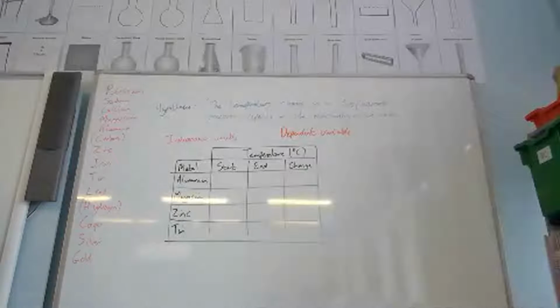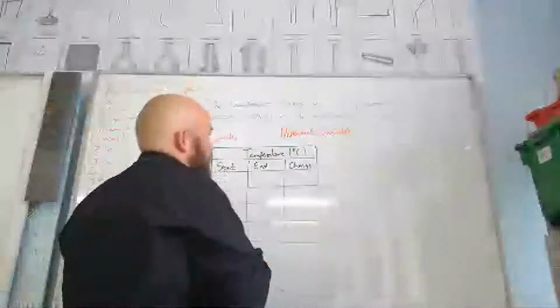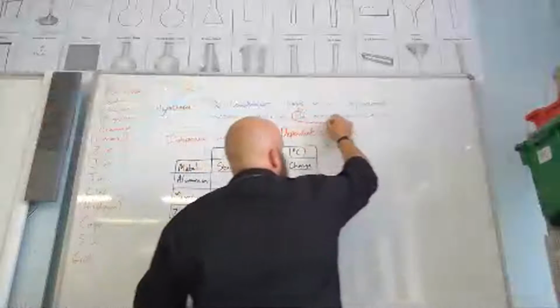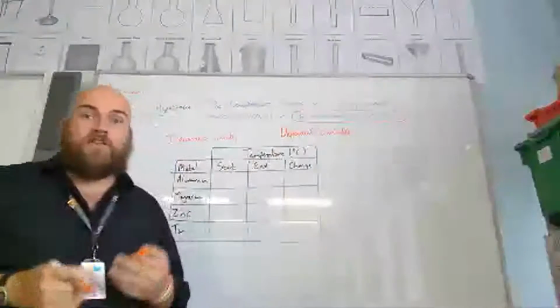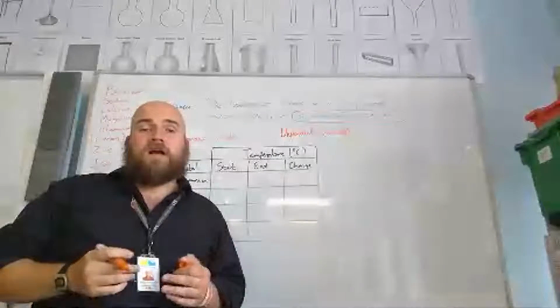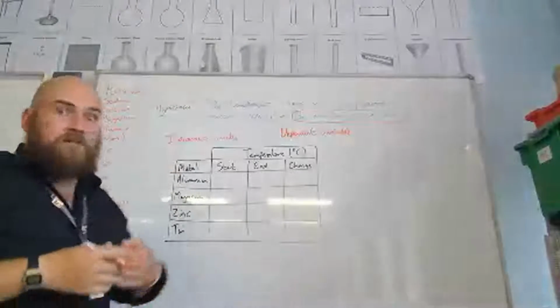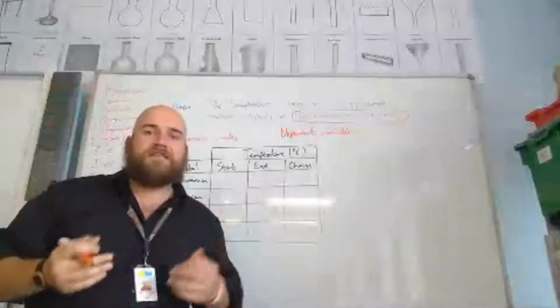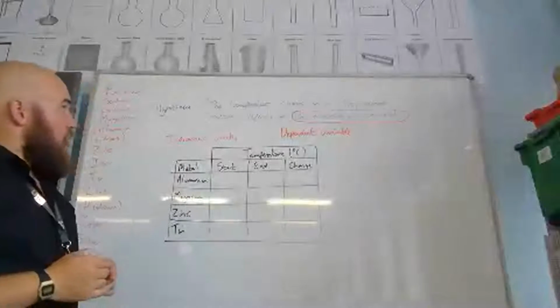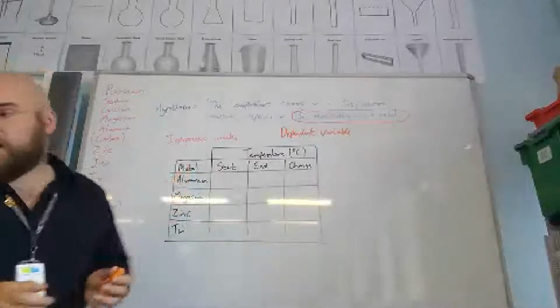The temperature change in a displacement reaction depends on the reactivity of the metal. So hopefully you can see that it is the reactivity of the metal, therefore the type of metal, that we are going to be changing. I'm going to be changing the type of metal, therefore the reactivity of it, because different metals have different reactivities.